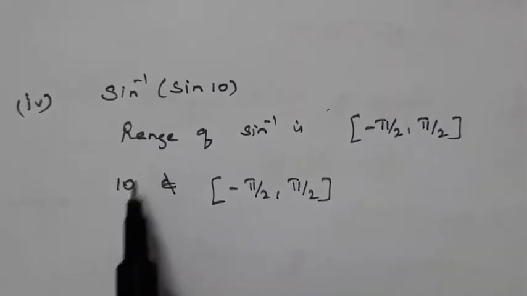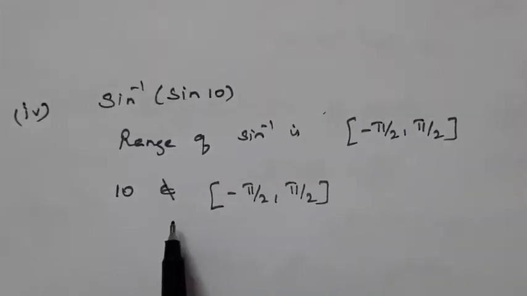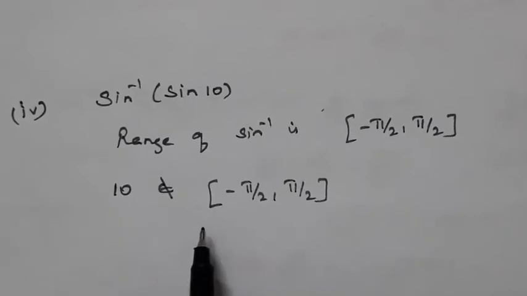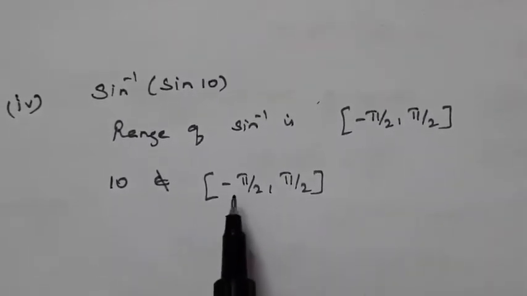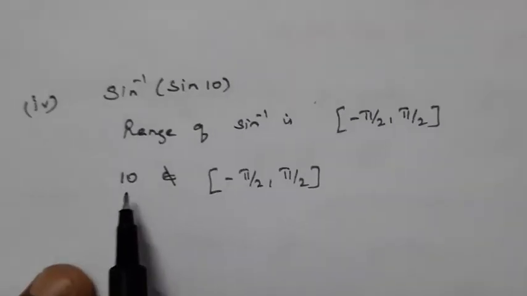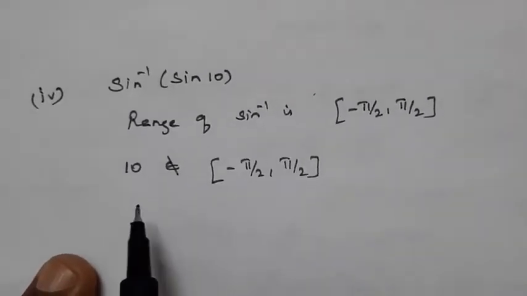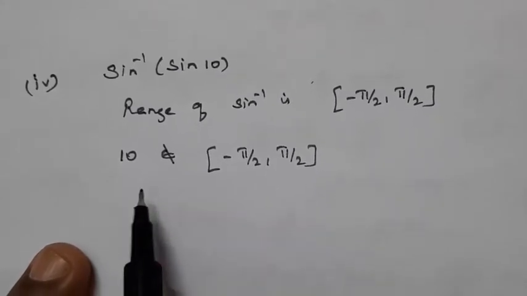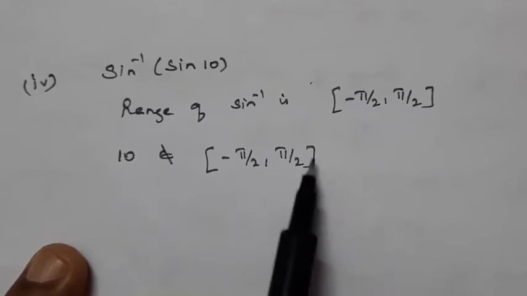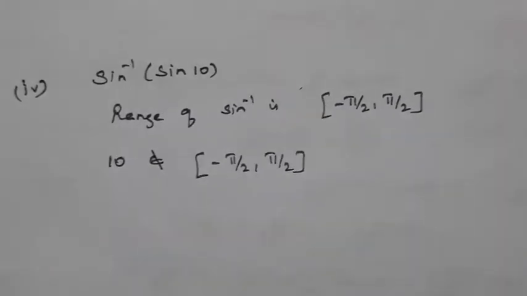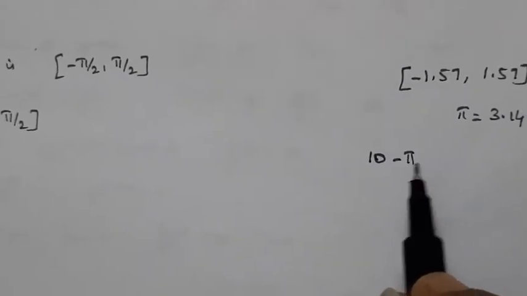In the previous problem, we expressed it as a sum or difference of n pi plus a smaller angle. But here 10 is a bigger number, so we have to find a smaller value than 10. Let us subtract pi, 2 pi, or 3 pi from 10 and find a suitable value which belongs to this interval.